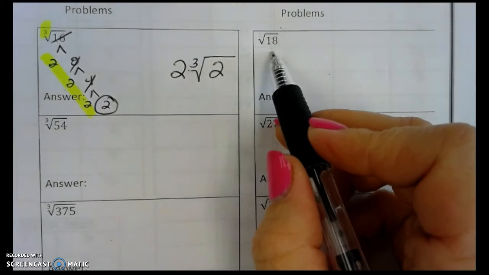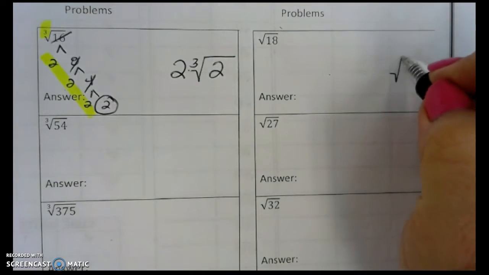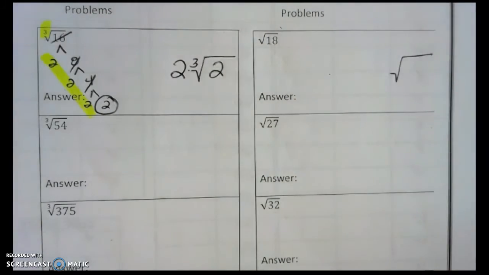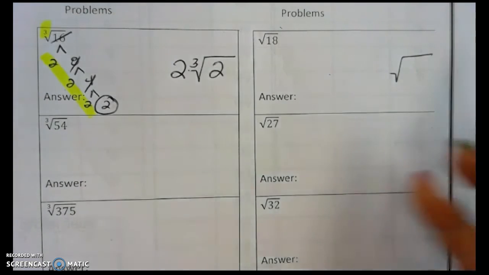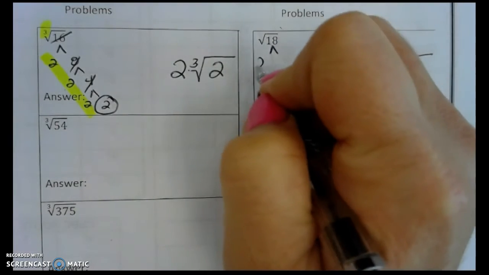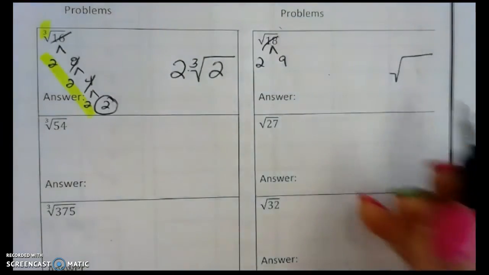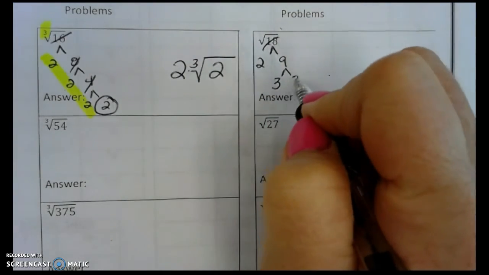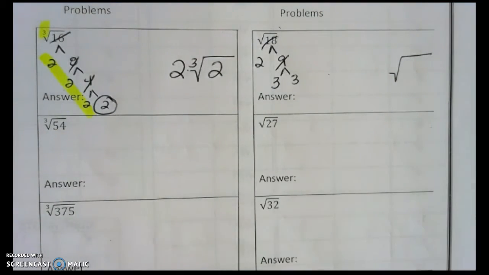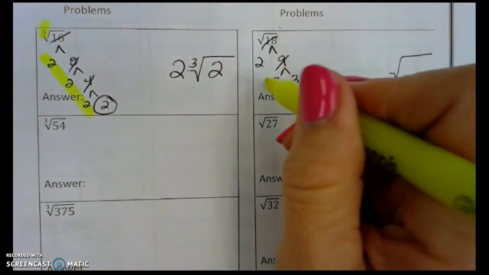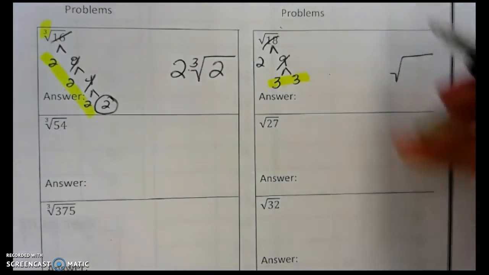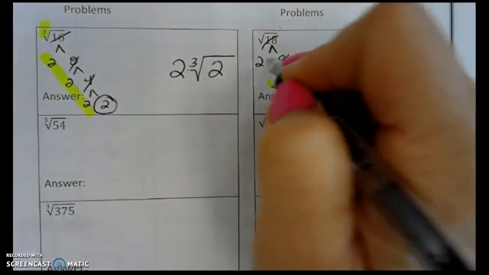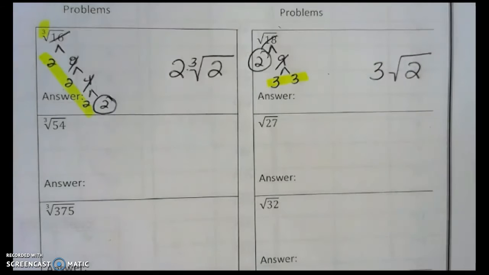The next problem is a square root, which means it only takes 2 identical factors to come out from under there. Start at 2. 2 times 9 makes 18. 2 will not go into 9, but 3 will. 3 times 3 is 9. We're looking for pairs of factors. We have a pair of 3's, so we'll pull that 3 out. The leftover 2 stays under the radical.